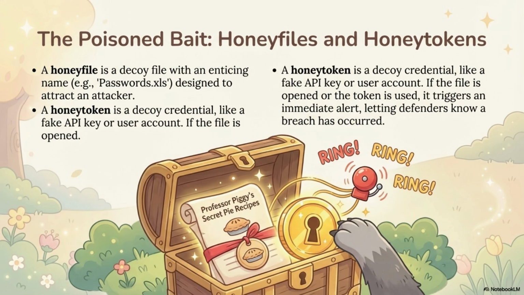A honey file is a decoy file with an enticing name designed to attract attackers, often implying sensitive content. A honey token is most commonly a decoy credential, though it can also be a fake API key or database record. If a honey token is accessed or used, defenders know data has been compromised and can respond immediately.